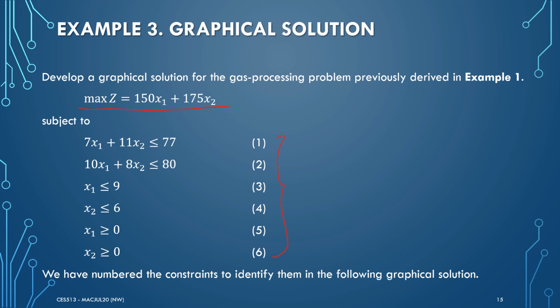The first constraint is 7x1 + 11x2 ≤ 77. The second constraint is 10x1 + 8x2 ≤ 80. The third constraint is x1 ≤ 9. The fourth constraint is x2 ≤ 6. And the fifth and sixth constraints are that x1 and x2 must be greater than or equal to 0. So we have numbered all the constraints to identify them in the following graphical solution.